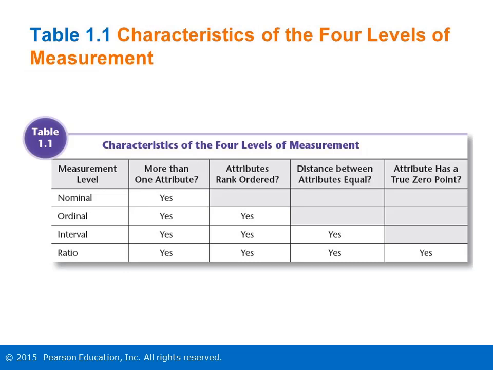Table 1.1 shows the characteristics of the 4 levels of measurement. All 4 levels of measurement can have more than one attribute or value. If the attributes or values are rank ordered, then the variable cannot be nominal. If there is equal distance between each of the attributes, then the variable cannot be nominal or ordinal. And if the variable has a true 0 point, it can only be a ratio level variable. Although it's important to know the difference between each of the levels of measurement, for the purposes of statistical analysis, interval and ratio level variables are often treated similarly.